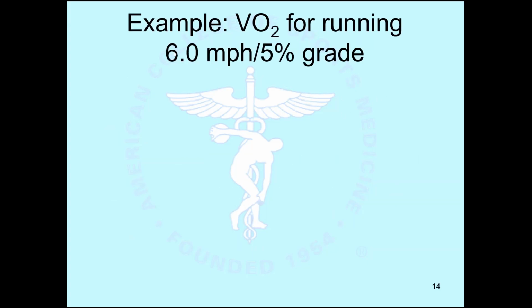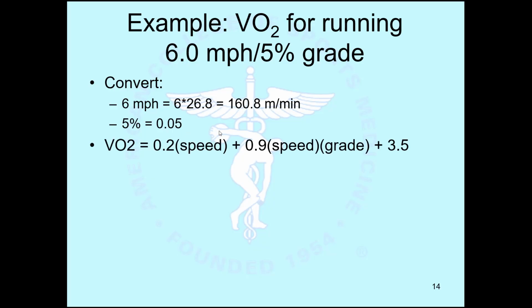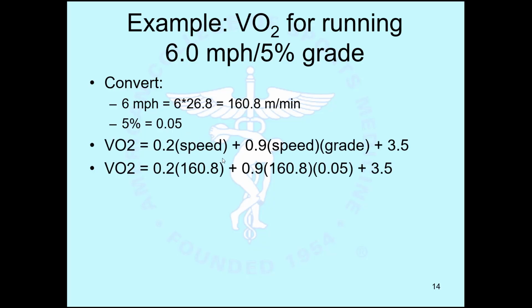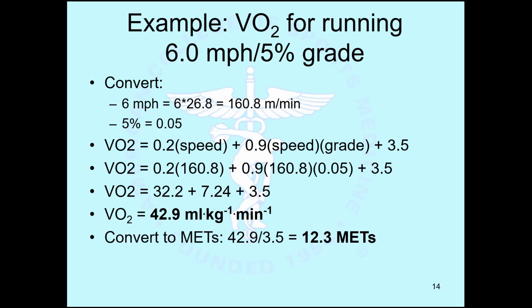So let's do a quick example: 6 miles an hour, 5% grade. Convert 6 times 26.8, since that conversion factor is the same. I got 160.8 meters per minute. 5% again goes in as 0.05. Plugging in the numbers, I get 42.9 milliliters per kilogram per minute. If you wanted to convert that to METs, same thing, divide by 3.5. I get 12.3 METs.